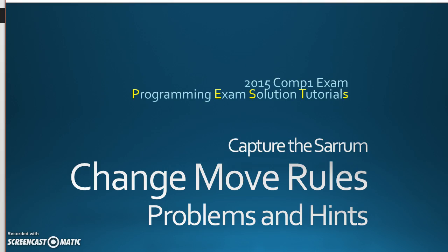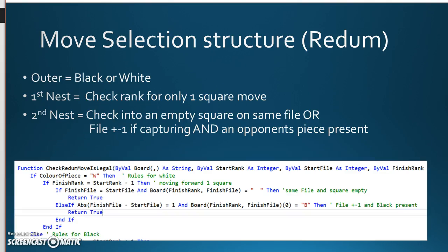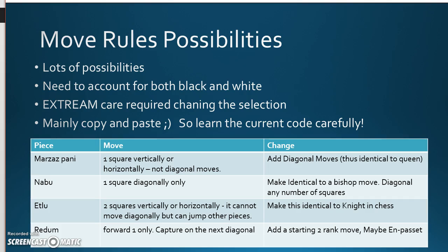This PowerPoint is going to be just looking at some of the problems, and then I'll do a solution video for each of the possibilities. And there are lots of possibilities. Obviously, the four pieces that are most likely to be changed are the Marazpani, the Nabu, the L2 and the Redum, and they're likely to be changed in a way that mimics chess.